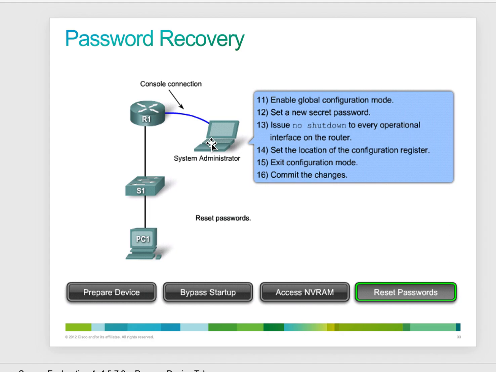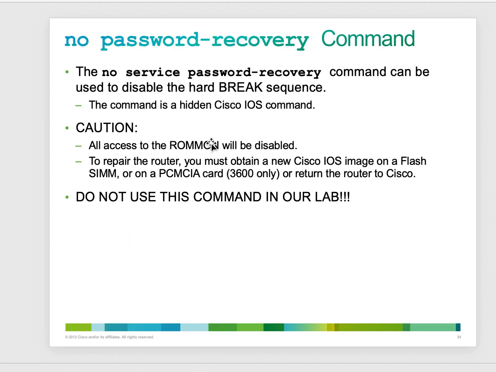Then the last phase is to enable global configuration mode, set a new password, issue no shutdown on every operational interface on the router, set the location of the configuration register, exit configuration mode, and commit the changes. Now, do the changes, reset the password, that's what it means. So these are the steps you need to do if the password of the router has been compromised.